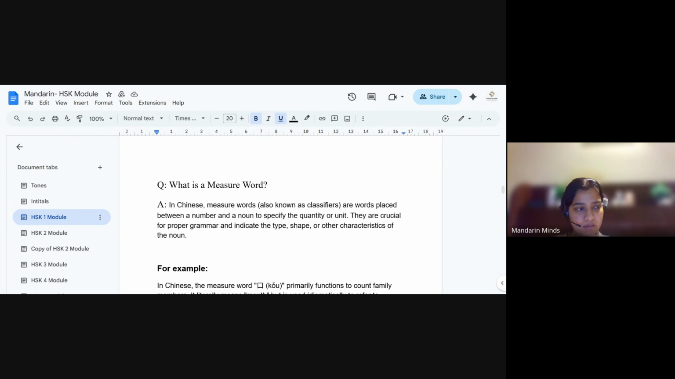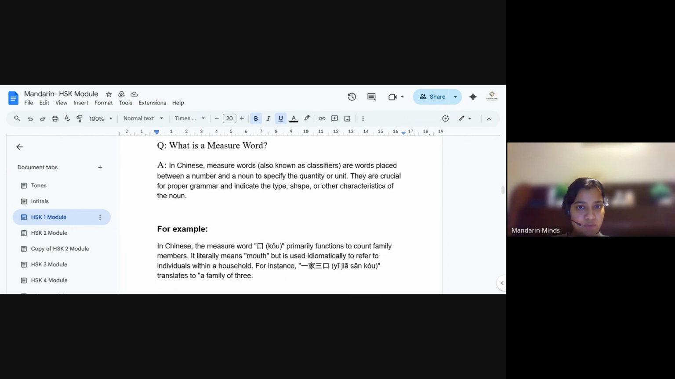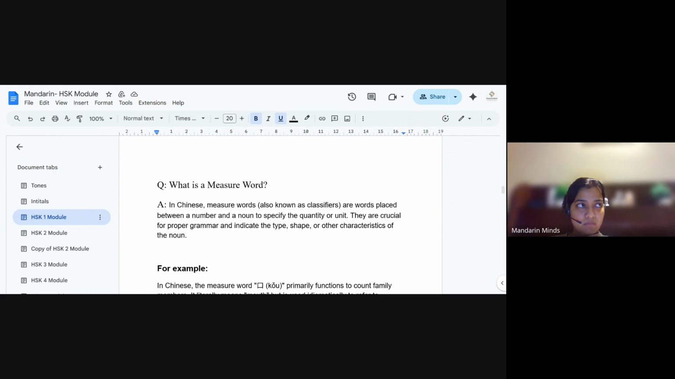Why are they important? For proper grammar, and to indicate the characteristic, the type or the shape of the product or the noun that we are talking about. For example, a word, shoe, SHU, shoe. Shoe also means book. Shoe also means tree. Shoe also means to lose. Shoe might have different meanings. But when we are talking about a particular object, to be more specific and clear about what our context is, what we are discussing about, we usually put measure words.